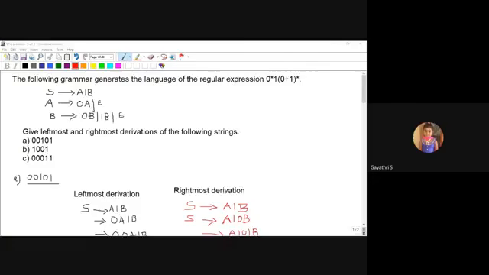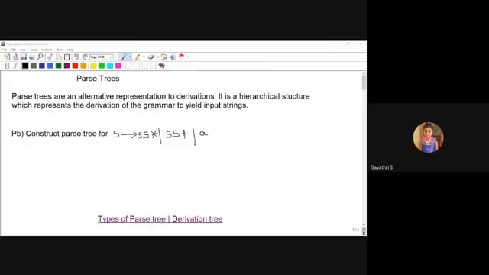Next set of problems: parse tree. What's the other name for the parse tree? Syntax tree, yes. Then derivation tree.